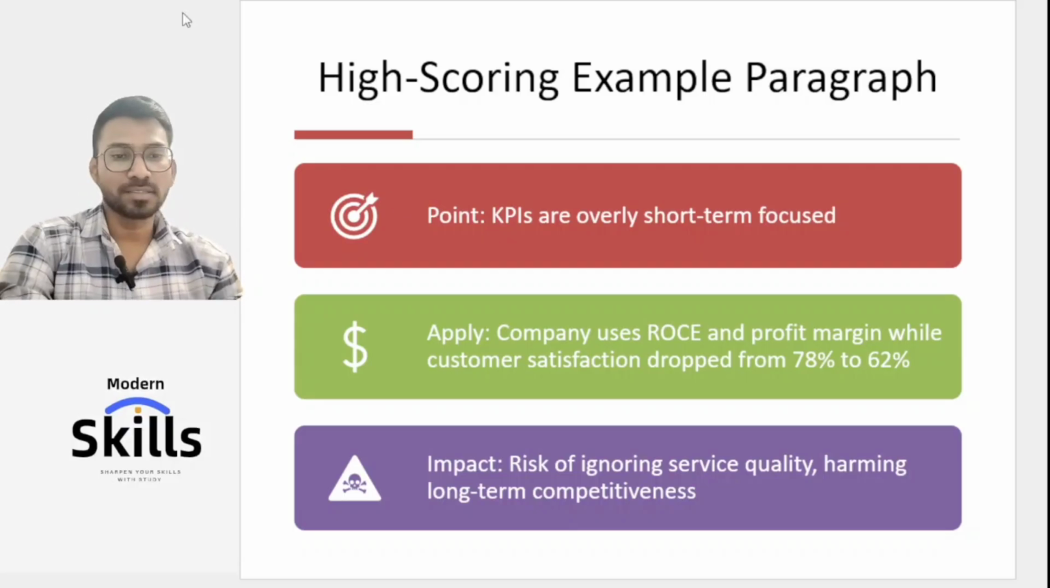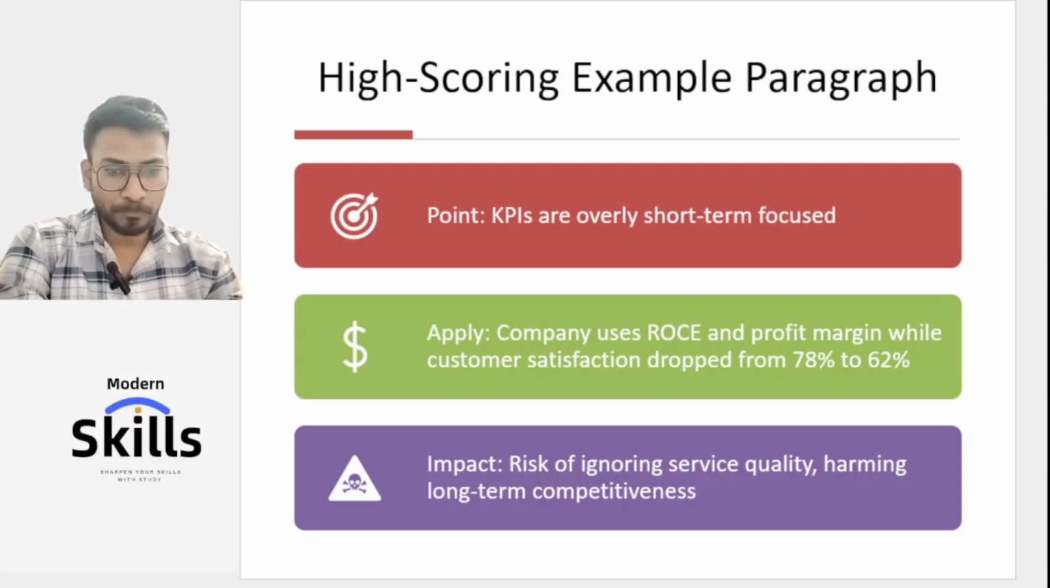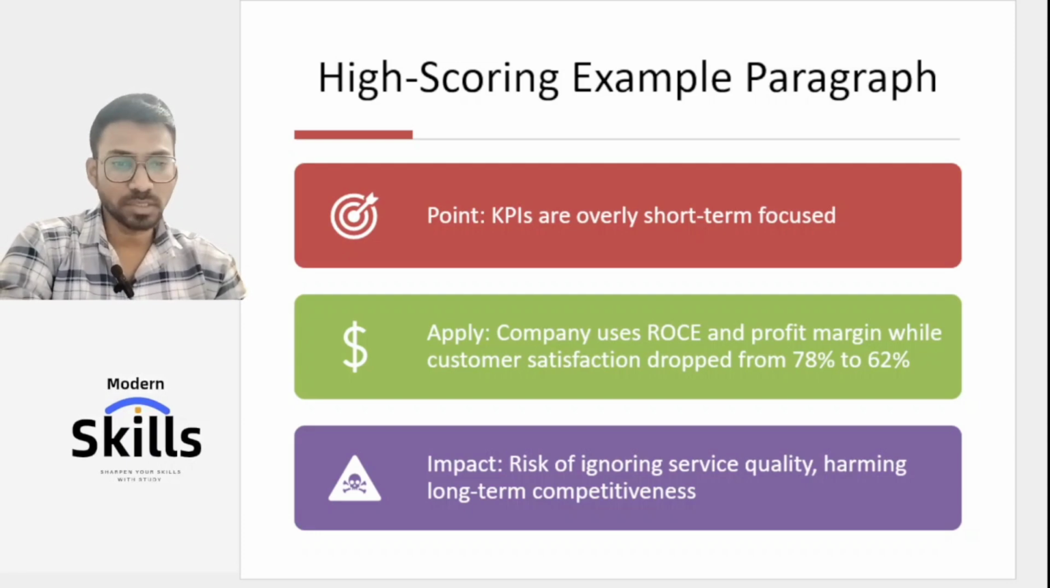For example, this is a high scoring example just to give you the exact idea. The point is current KPIs are too heavily financial and short term focused. So what you have to apply: the company relies mainly on profit margin and ROCE, but ignores the customer satisfaction score, which has fallen from 78% to 62%. So we have to understand the exact point where we apply this case study scenario.